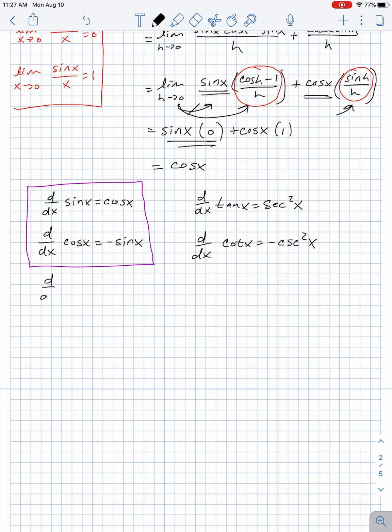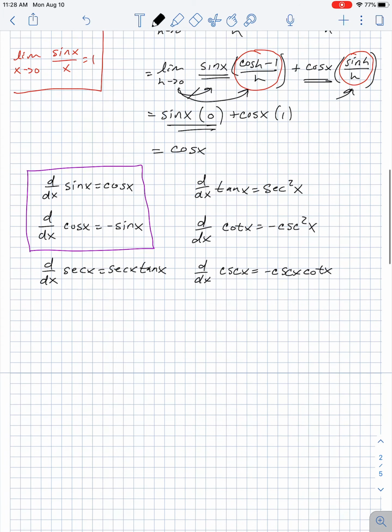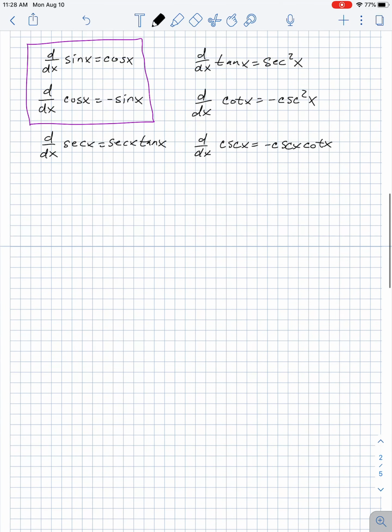These are not memorizers. These are, write them down, look them up when you need them. Derivative of secant is secant tangent, and the derivative of cosecant is negative cosecant cotangent. Okay? All right, so let's do some problems with these. The problems are going to look the same, like regular derivatives, product rule, quotient rule. So we're still just practicing those things, but now in the context of trig.